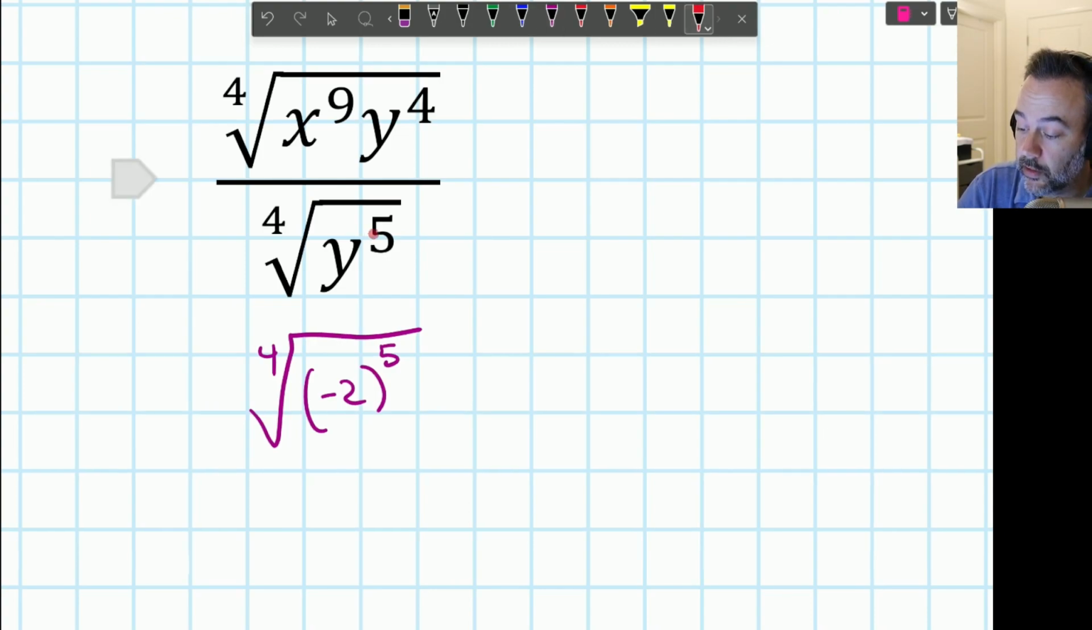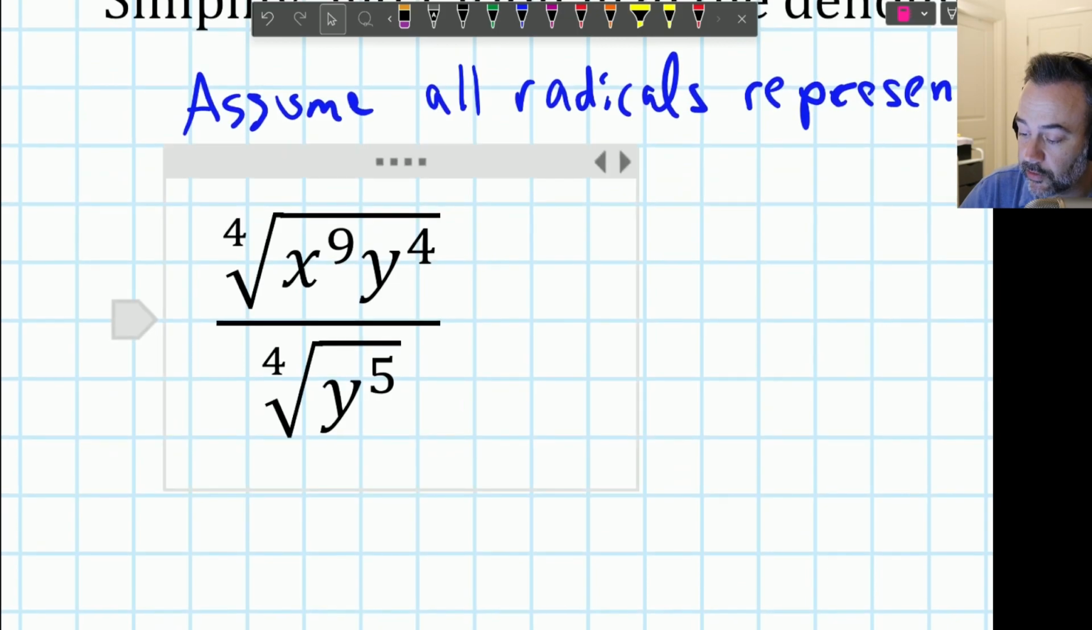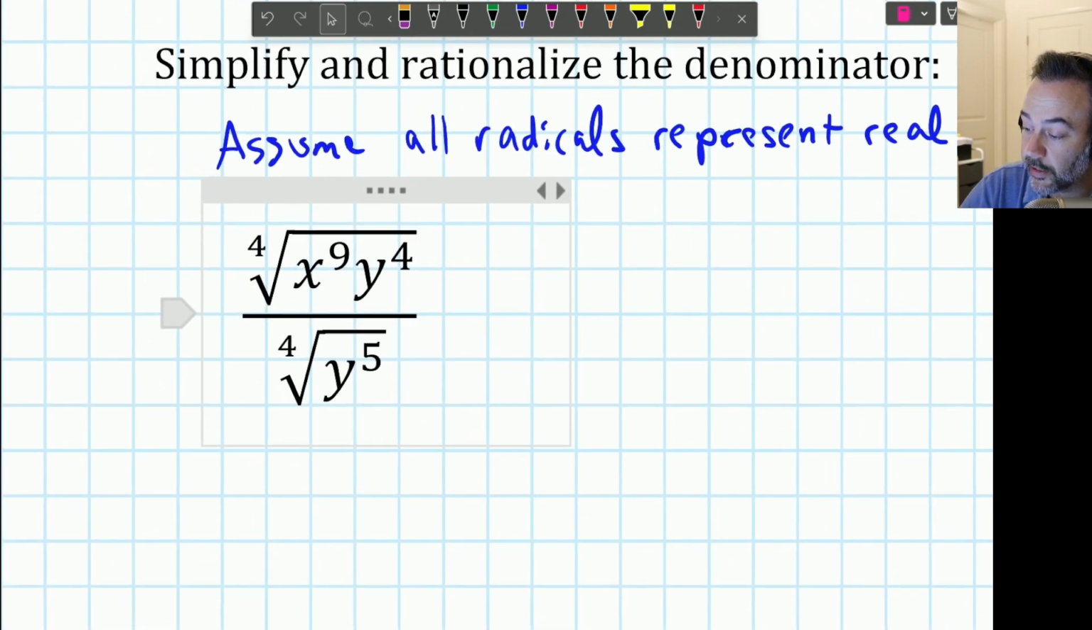In other words, this y to the 5th could be negative if we allowed y to be negative. And the 4th root of that would be an undefined operation at this point because we're only dealing with real numbers. So we know just from the setup of this, by doing a little analysis of the domain, we know that, let's just write this down. We know that y must be greater than or equal to 0.